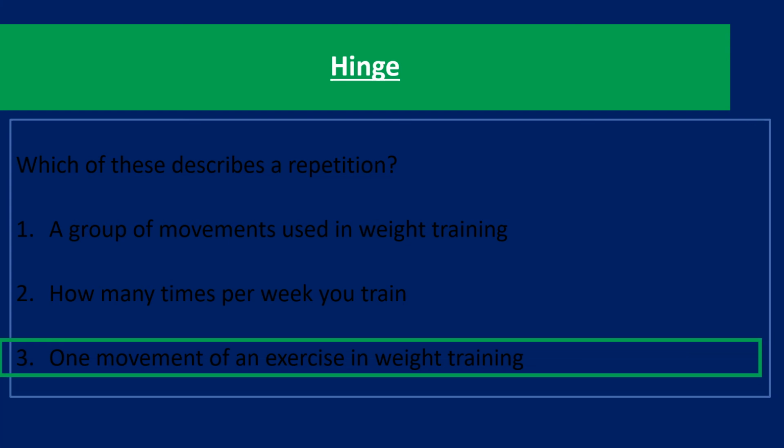So the answer is it's one movement of an exercise in weight training. For example, if you need to do 20 squats, each squat you do would be your repetition.